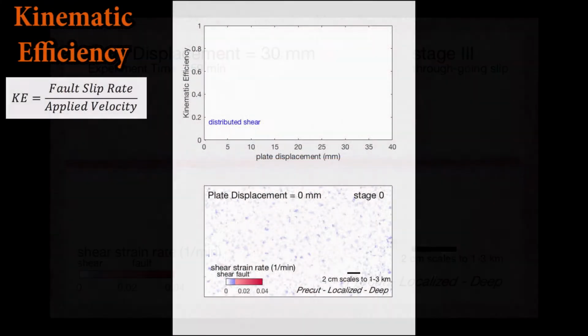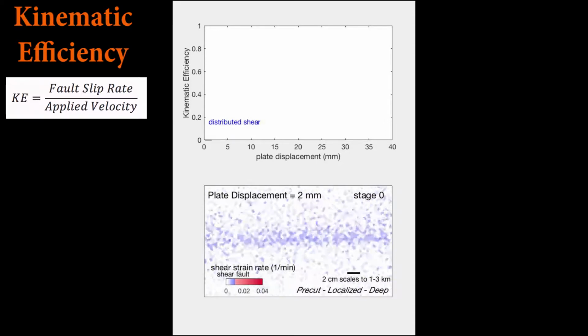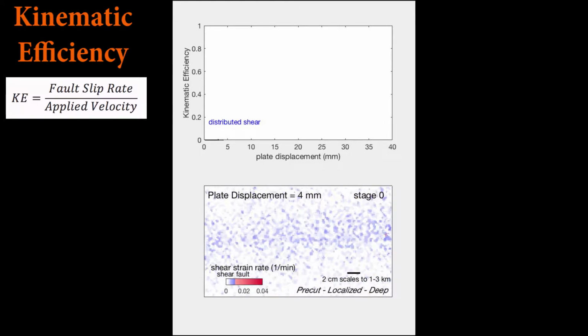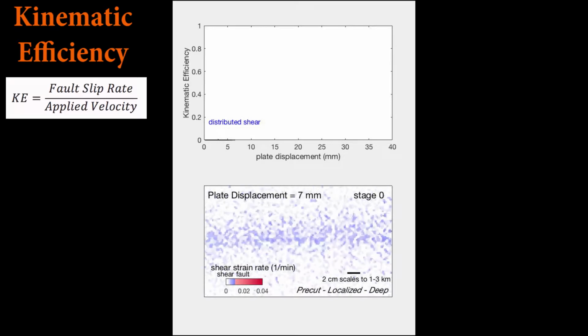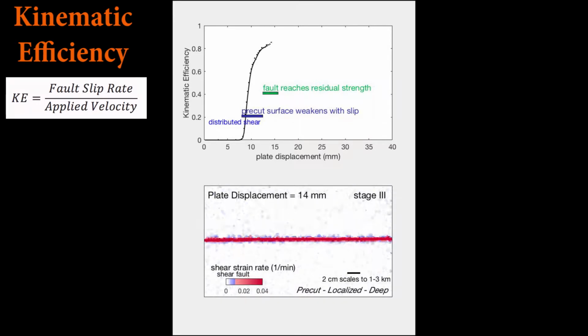Now let's take a look at the kinematic efficiency alongside the shear strain. Stage 0. Distributed shear, 0% KE. Stage 1. Fault begins to slip, KE increases to about 70%. Stage 3. Fault reaches residual strength, KE levels off around 90%.